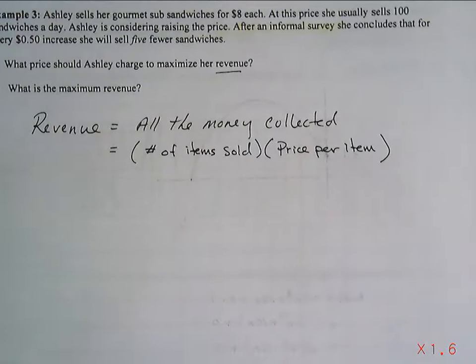We have a dynamic situation. She wants to raise her price. She wants to raise it in increments of 50 cents. Every 50 cents she increases her cost, she's going to lose 5 customers. This might be a good thing, this might be a bad thing. Her price might go up and she might make more money. But she might lose so many people that she starts losing money. This is the dynamics of the problem. This is what we have to figure out.